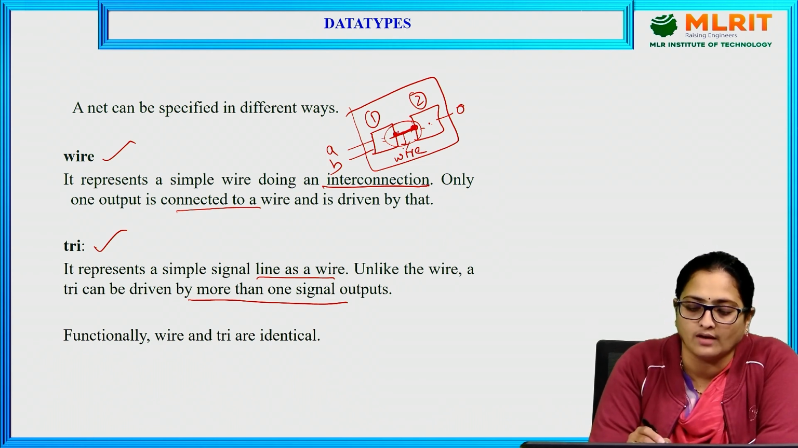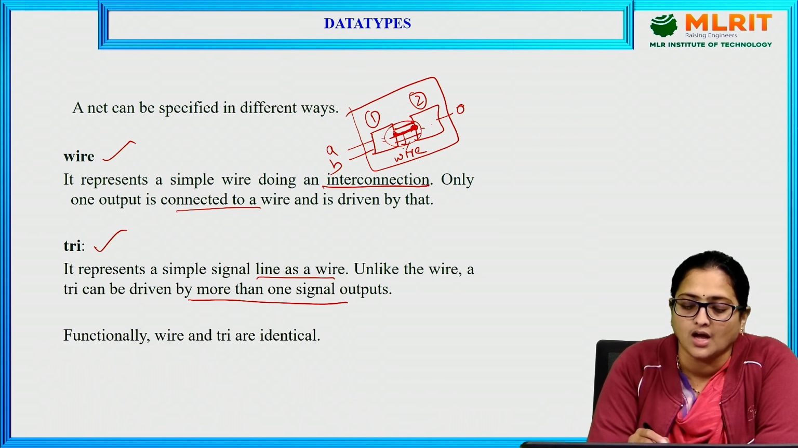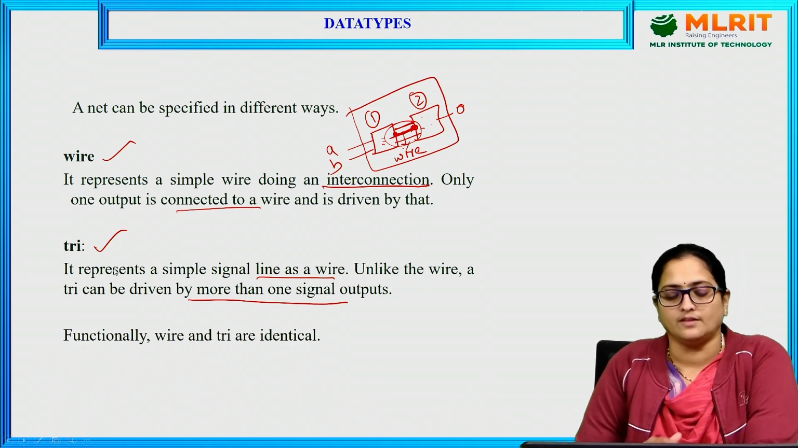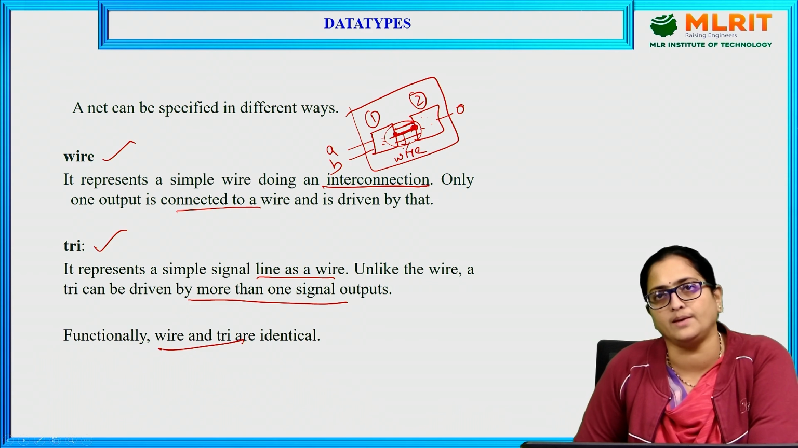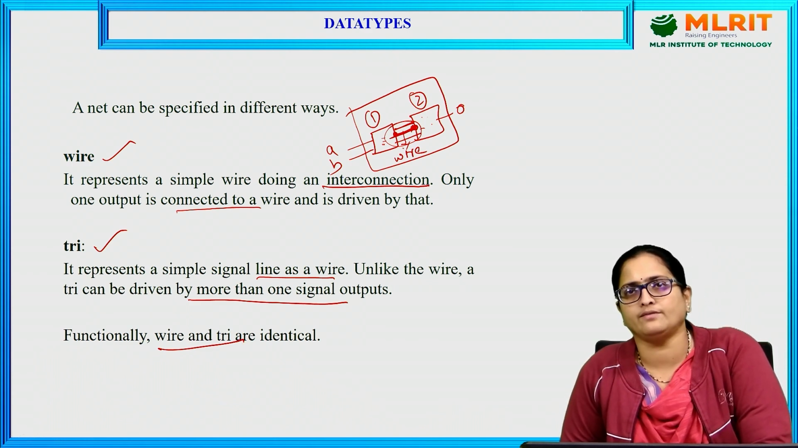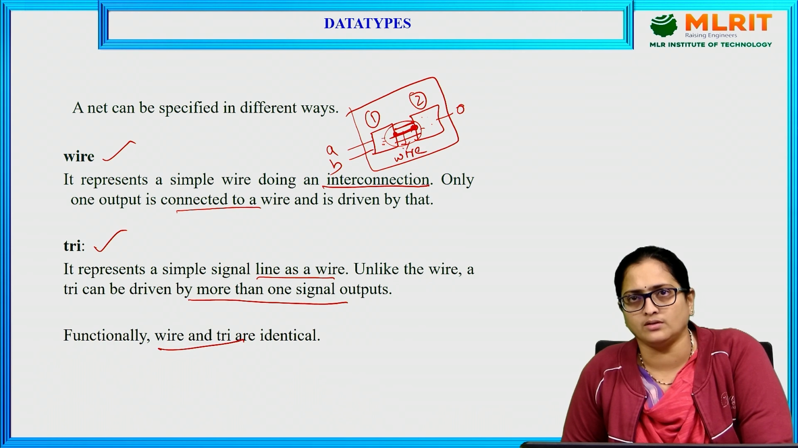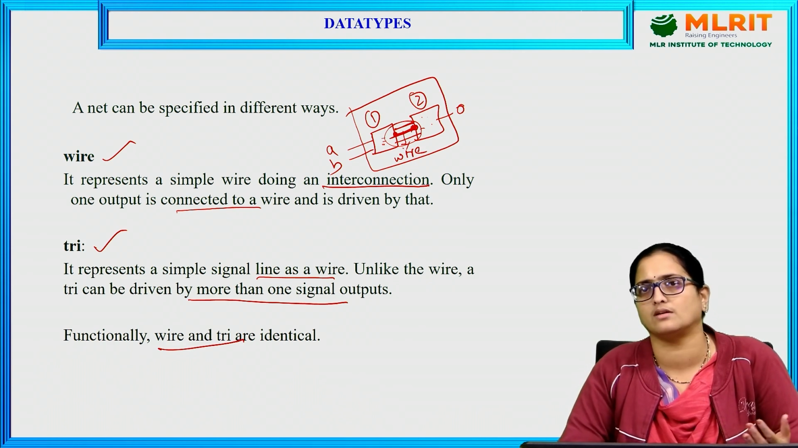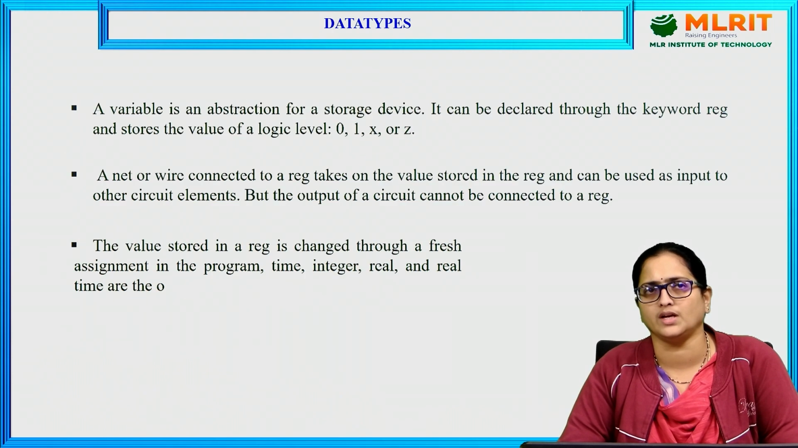So if you want to drive 2 or 3 inputs to module 2 from module 1, in this case, you can go with the tri. The function of wire and tri are the same, which is to interconnect two different elements. But if you want to drive a single output, then you can go with the wire, or if you want to drive multiple outputs to a second module, then you need to use a tri.